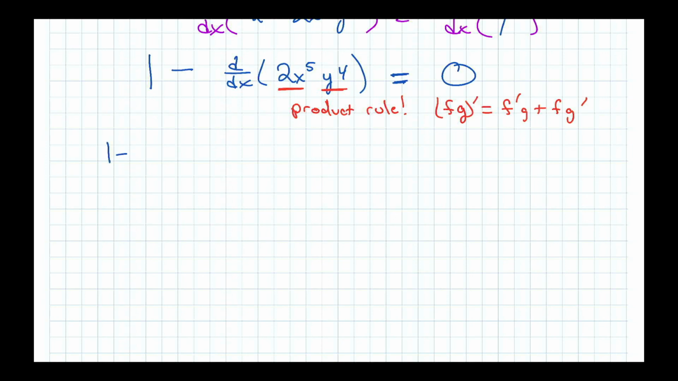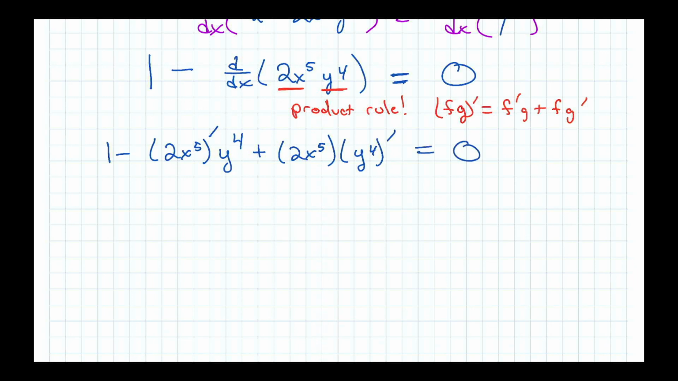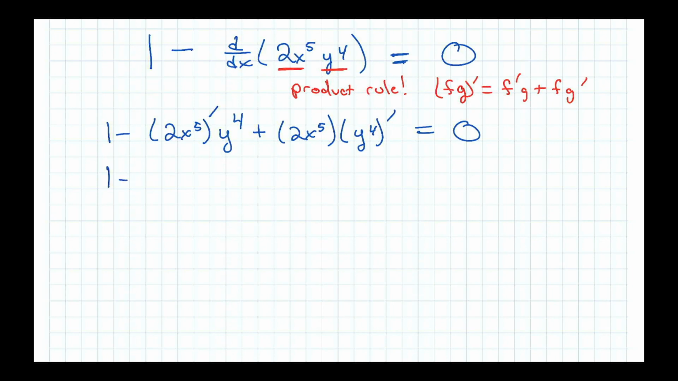So let's apply that rule here. We're going to get 1 minus, and then, so this is my f, 2x to the 5th. This is my g. So f prime g plus f g prime. So there's my product rule. And of course that equals 0 still. Now the two things with primes on it still need derivatives. So let's take the derivatives of the things with the primes.